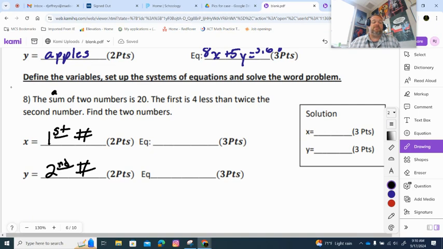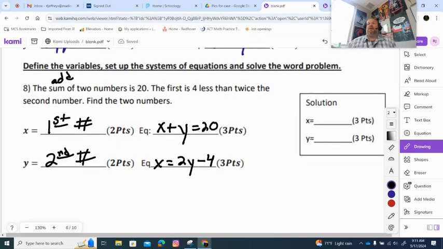All right, we know that sum means add. So if we add these together, it's 20. So x plus y equals 20. The first number, x, is 4 less than twice the second, 2y minus 4. Okay, now, I'm probably going to have to help the most on answering questions on how to set these up, not solve them. Okay, I totally understand that.